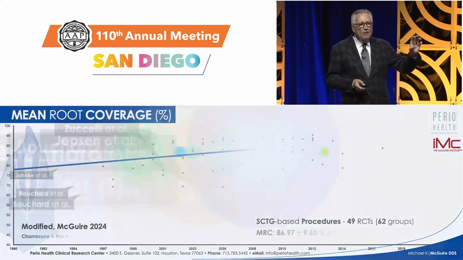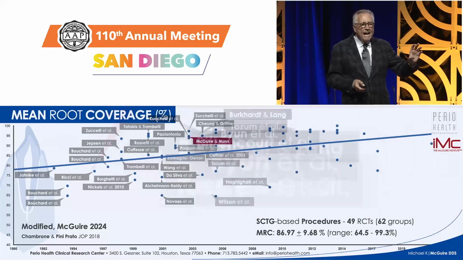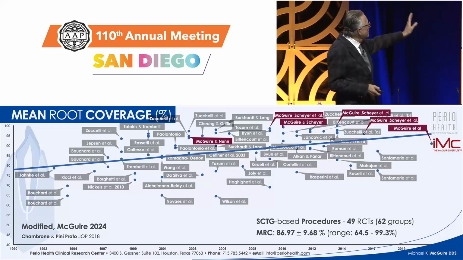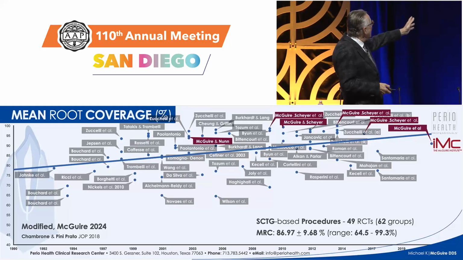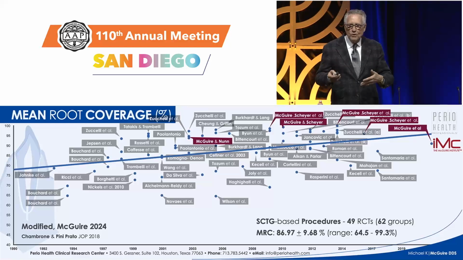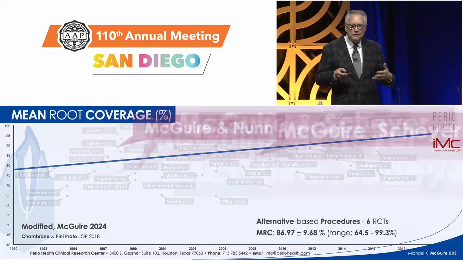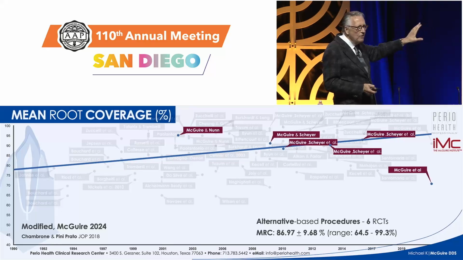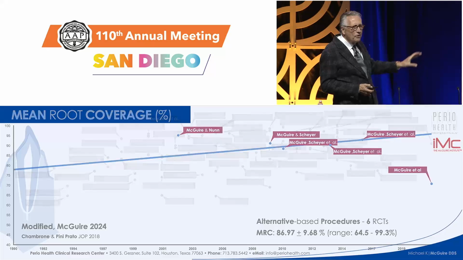An example of how these decision support systems work well: I love this plot that Chambrone and Pini-Prato published in JP in 2018. It's 49 RCTs. I've highlighted some of our studies that are part of this, but you can see that in the 1990s they didn't get as good a root coverage as we're getting in 2020. Well, why is that? Connective tissue is not any better in 2020 than it was in 1990. The reason we're better at that is because of our decision support systems. We know these factors that are important. We can control them. And I've inserted here some of the alternatives that I just showed you, and you see they are doing well as you compare that to the broader database.